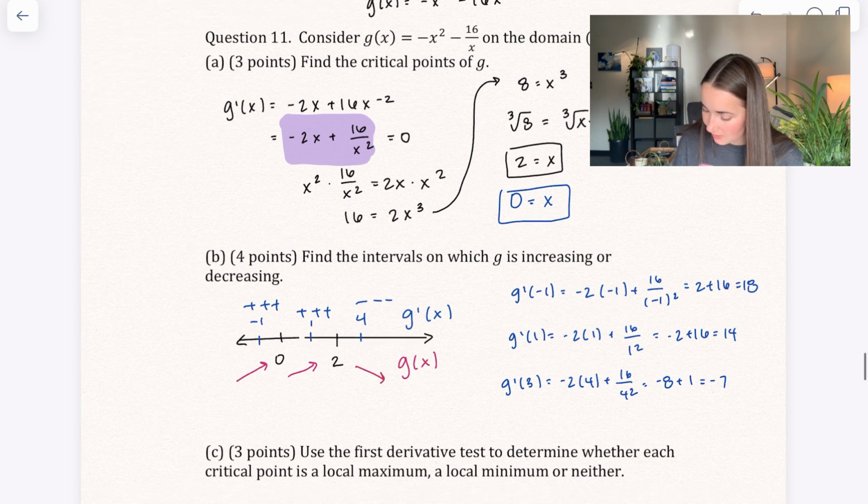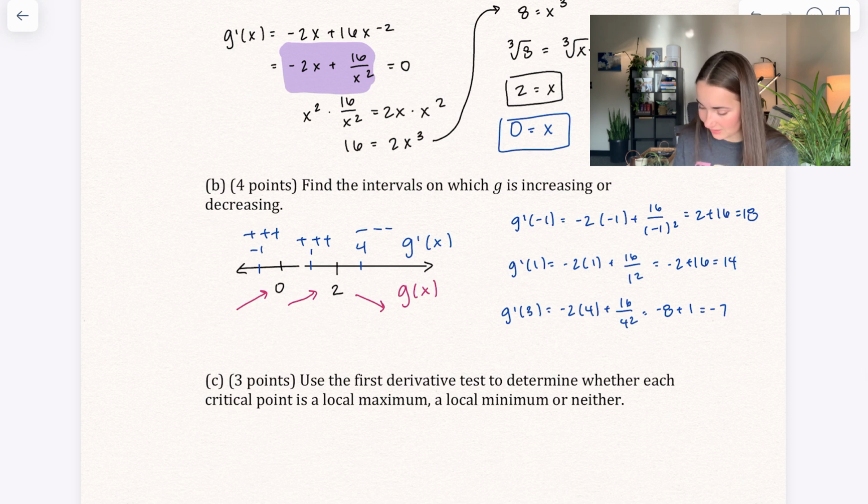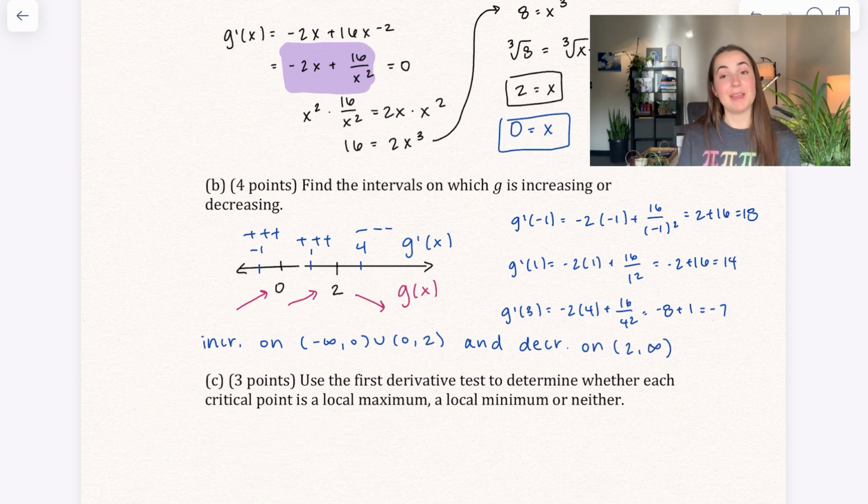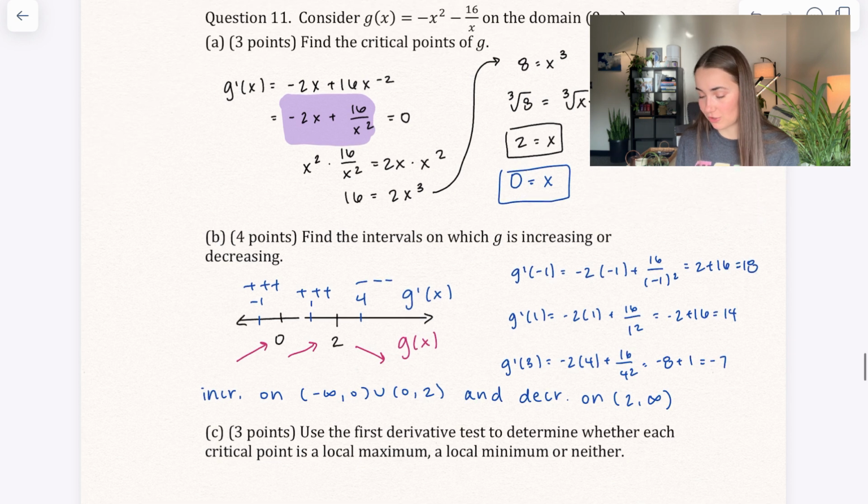So here we want to find the intervals on which our function is increasing or decreasing. And there I have my intervals, right? We have to make sure to not include 0 because 0 is where our function is not defined. So we can't include that as an interval of increasing or decreasing.